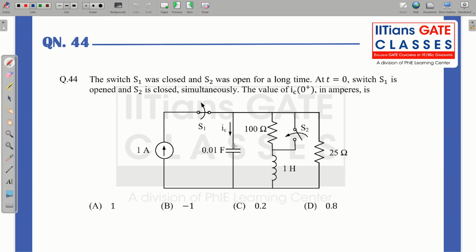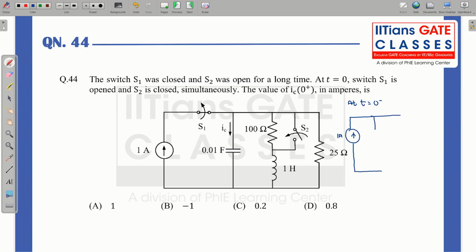So a capacitor has this property that it doesn't allow sudden changes in the voltage. It allows sudden changes in the current, but it doesn't allow sudden changes in the voltage. Whereas in your inductor, there can be sudden changes in the voltage, but current cannot change instantly. Okay. So now let us draw the circuit at t equal to 0 minus. If I draw the rough circuit, I have 1 ampere.